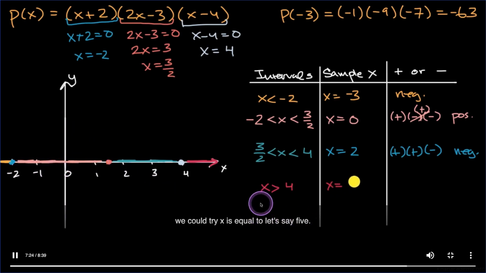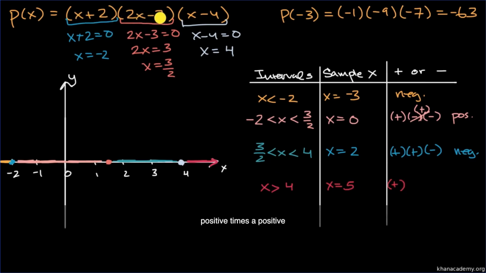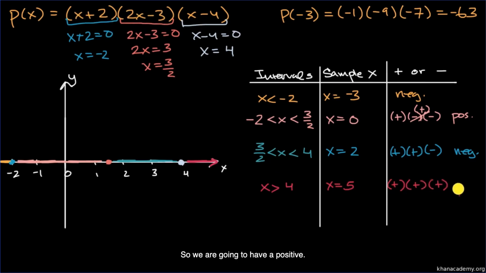When x is equal to 5, we are going to have a positive times a positive times a positive, so we are going to have a positive. And as I mentioned, you could also do it without the sample points. You can say, okay, for any x greater than 4, if you add 2 to it, that for sure is going to be positive. For any x greater than 4, if you multiply it by 2 and subtract 3, that's still going to be positive because 2 times something greater than 4 is definitely greater than 3. And for any x greater than 4, if you subtract 4 from it, you're still going to have a positive value. So that's another way to think about it.